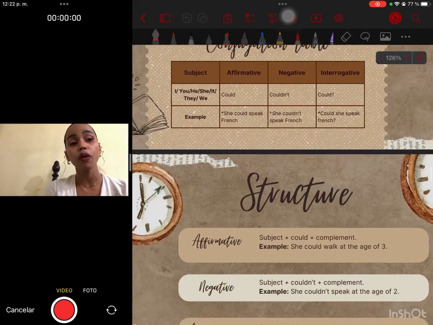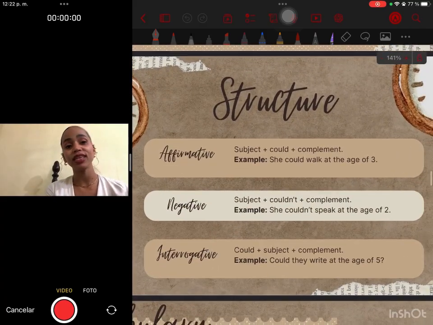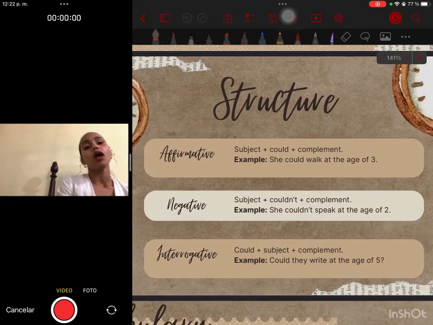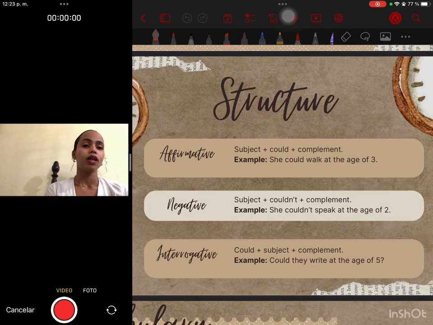The structure for forming sentences with the verb could. For the affirmative form, the structure is subject plus could plus complement. Example, she could walk at the age of 3. She is the subject, could is the verb in simple past, walk is the complement.